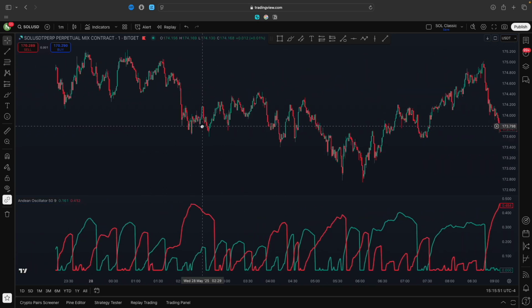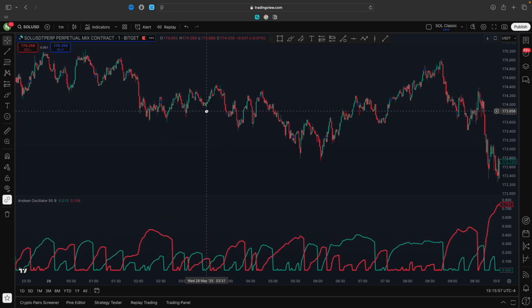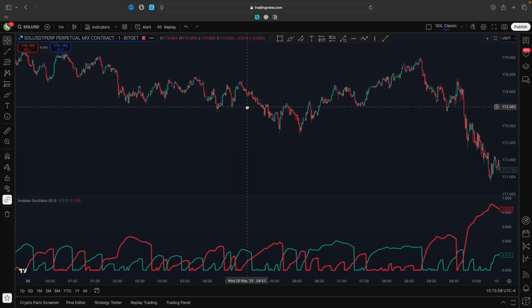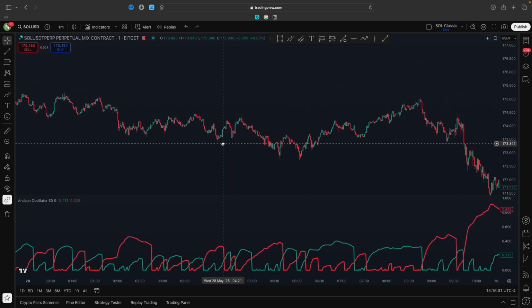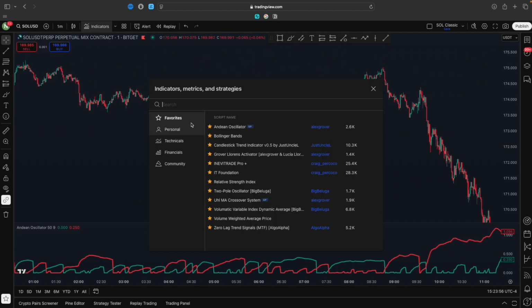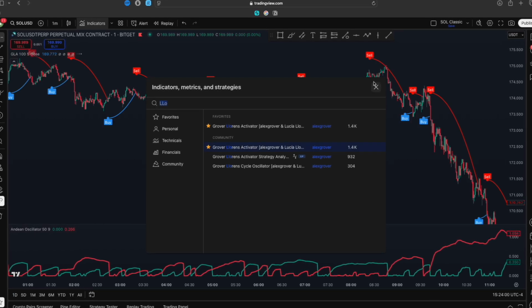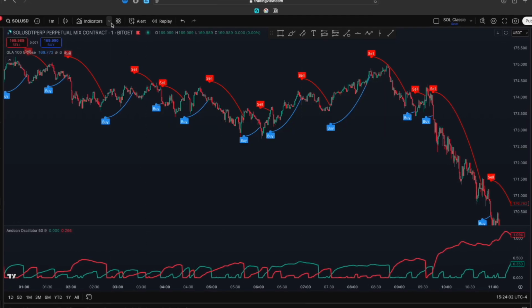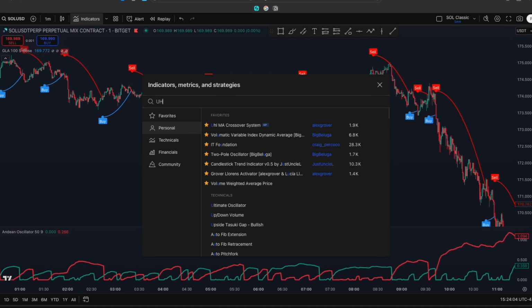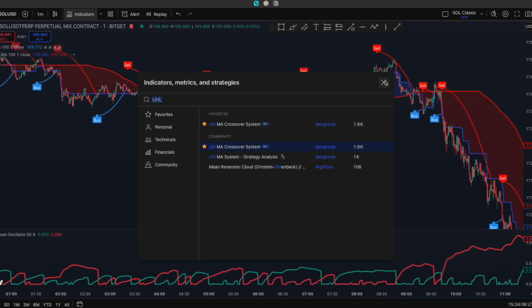But as you can already see here, this indicator alone isn't reliable. It generates a lot of false signals, especially in sideways markets. That's why we need to filter these signals. So let's add 2 more indicators to improve accuracy. The first one is the Lawrence Activator. We'll use the version by Alex Grover. Also add the UHL Moving Average Crossover. Again, take the one by Alex Grover.